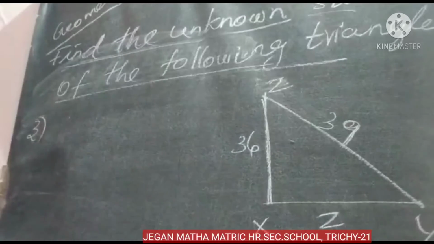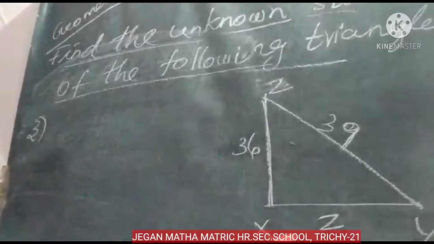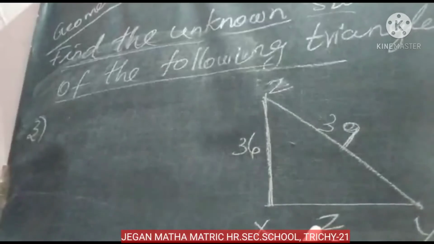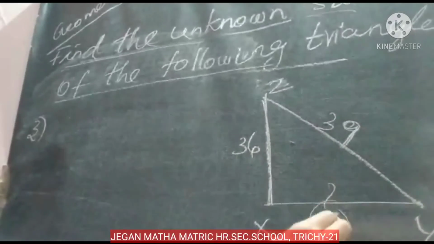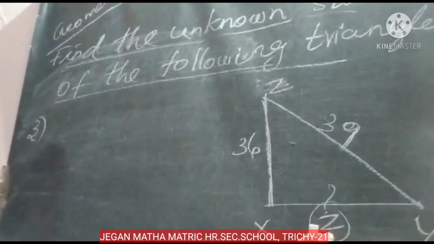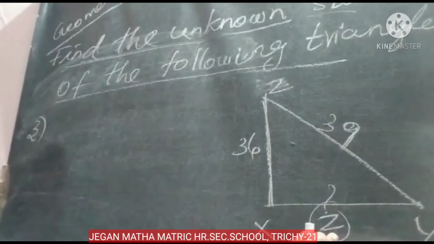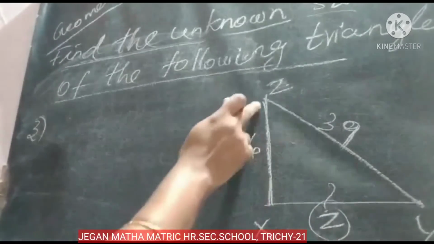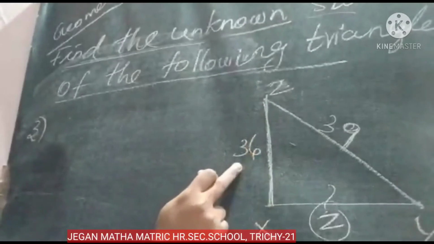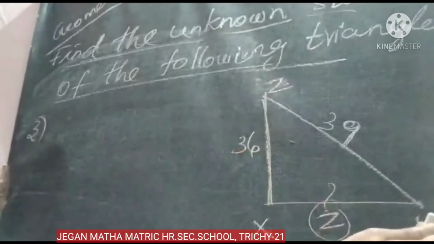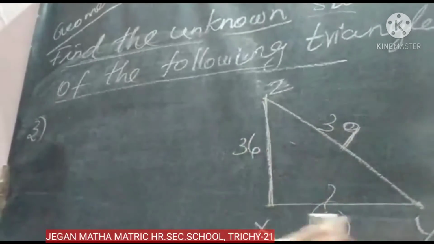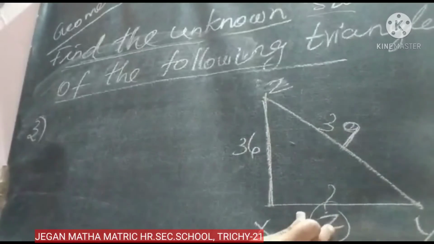See the third sum. See the given triangle XYZ. XY you have to find out this only. Base is not given. You have to find out the value of z here. So this is the unknown side. Here XZ, that is the height, is given as 36. Hypotenuse is also given, YZ equal to 39. Here XY, the base, you want to find out.